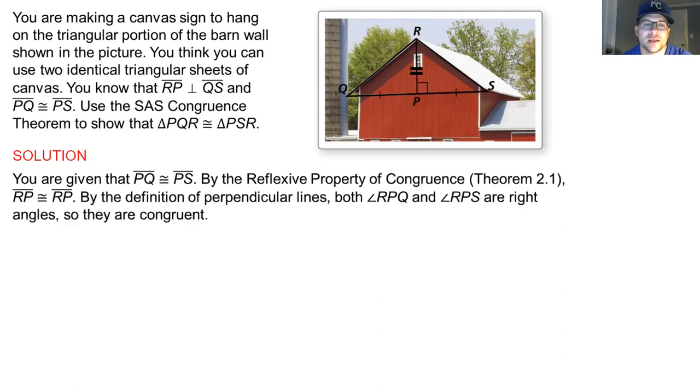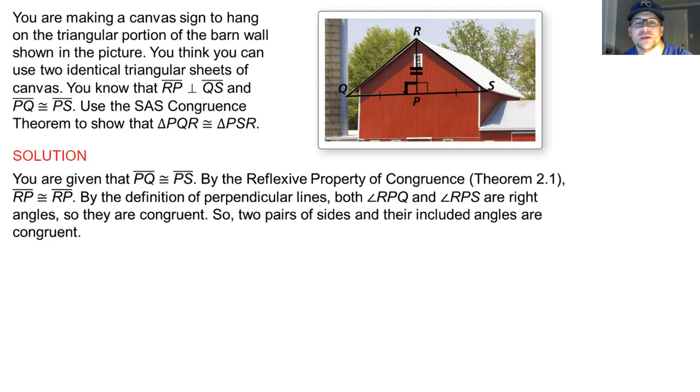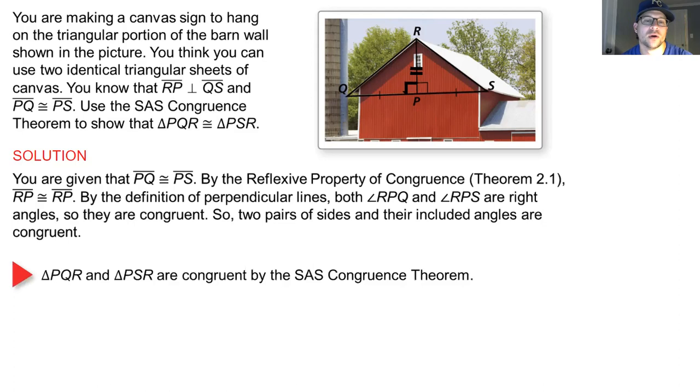And then we have right angles because they're perpendicular lines. RPQ and RPS are both right angles, so those two angles are congruent to each other and they are in between your two sides. So because you have two pairs of sides and the included angle, the triangle PQR is congruent to PSR.